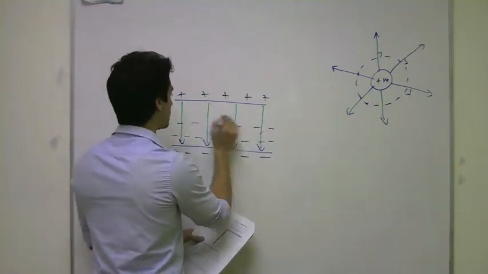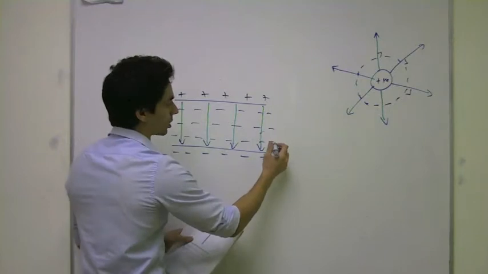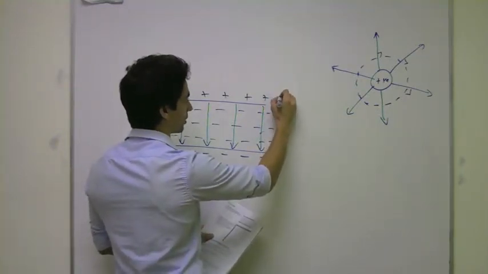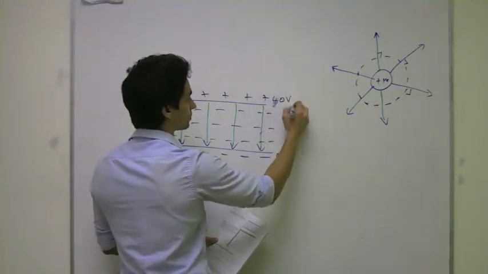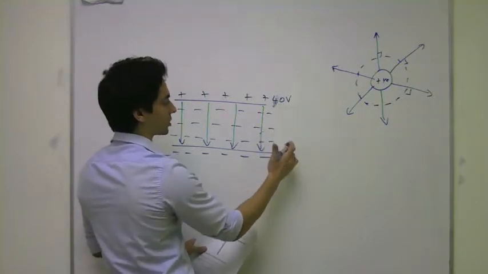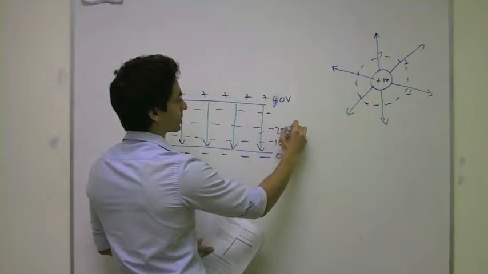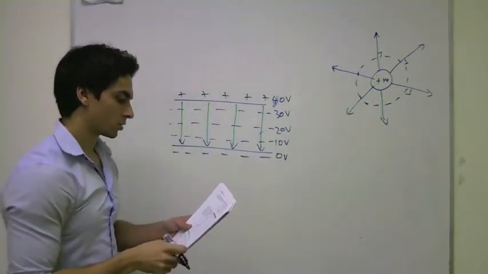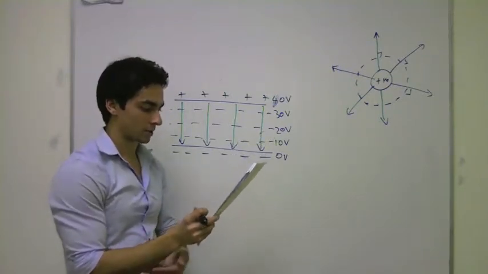Each of these lines has a certain potential. So for example, if you have 0 volts here and 40 volts here, these will be equally spaced equipotential surfaces. We have 10 volts here, 20 volts here, and 30 volts here. So those are equipotential surfaces between parallel plates.